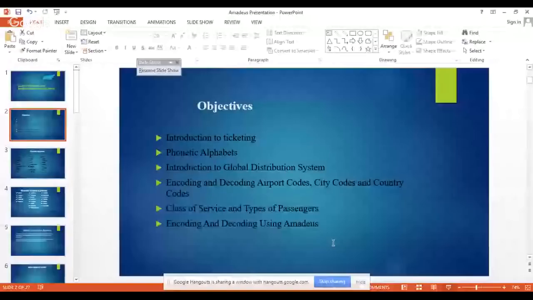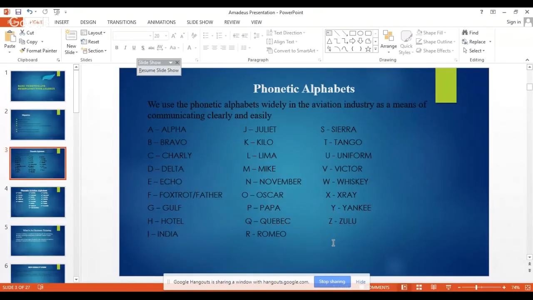The objectives of the course today are: Introduction to Ticketing, Phonetic Alphabet, Introduction to Global Distribution System, Encoding and Decoding, Airport Codes, City Codes, and Country Codes, Class of Services, and Types of Passengers, then encoding and decoding using Amadeus.